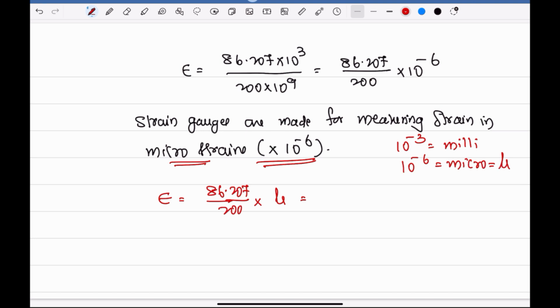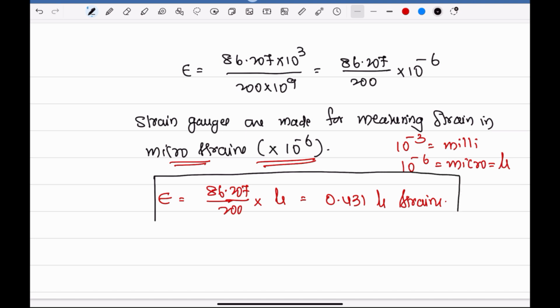86.207 divided by 200. 0.431. 0.431 micro strain. This is the answer. In micro strains, the strain gauge reading will be 0.431. That is the strain gauge reading.